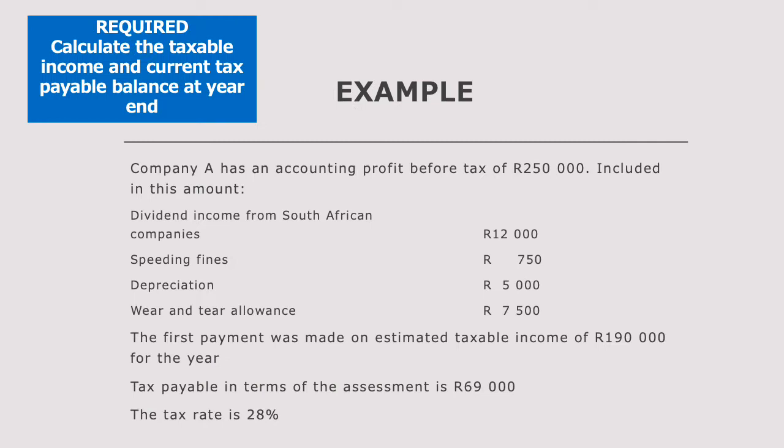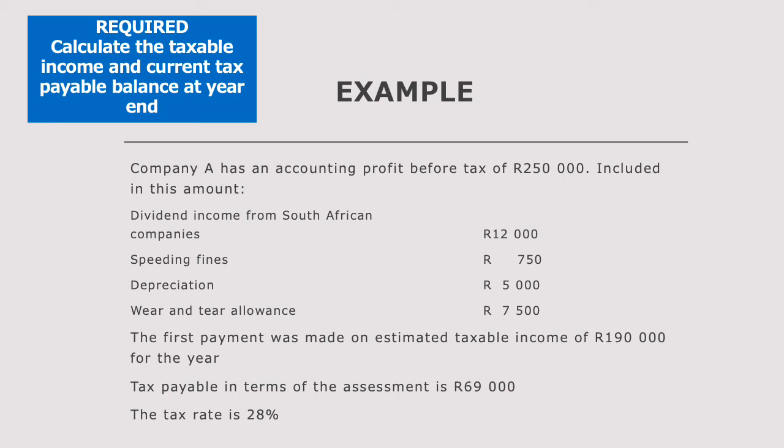Let's take a look at another example. The required of this example asks us to calculate the taxable income and current tax payable balance at the end of the year. Company A has an accounting profit before tax of 250,000 Rand. Included in this amount is dividend income from South African companies amounting to 12,000 Rand, speeding fines amounting to 750 Rand, depreciation of 5,000 Rand, and we are granted a wear and tear allowance of 7,500 Rand.